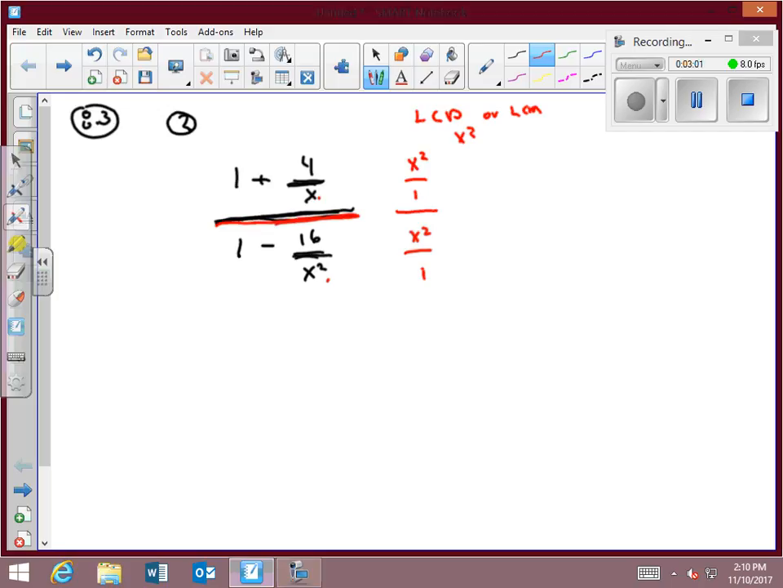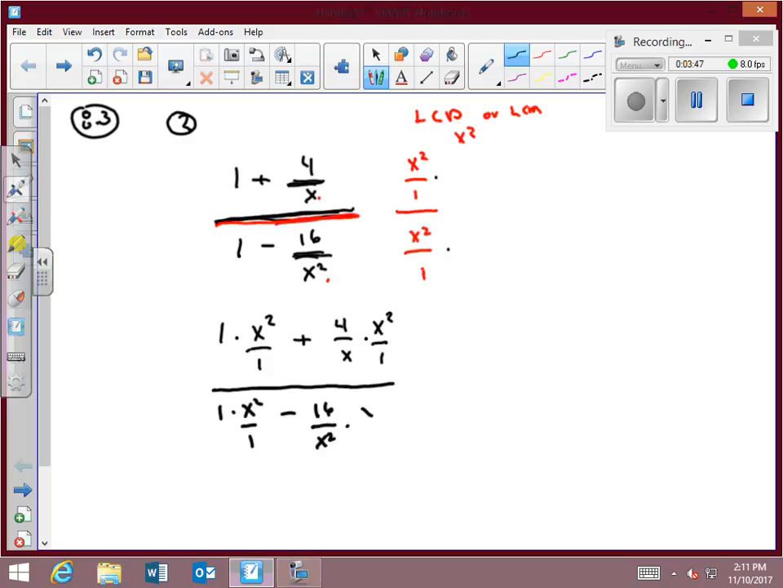Now I'm going to do several steps, and on the next problem, we're just going to go quicker and quicker on doing the steps. What you will do with this is distribute this and this across the corresponding element. So I'm going to go 1 times x squared over 1 plus 4 over x times x squared over 1, right? That's the numerator distributed. The denominator distributed is 1 times x squared over 1 minus 16 over x squared times x squared over 1. That makes sense? Do you see that?